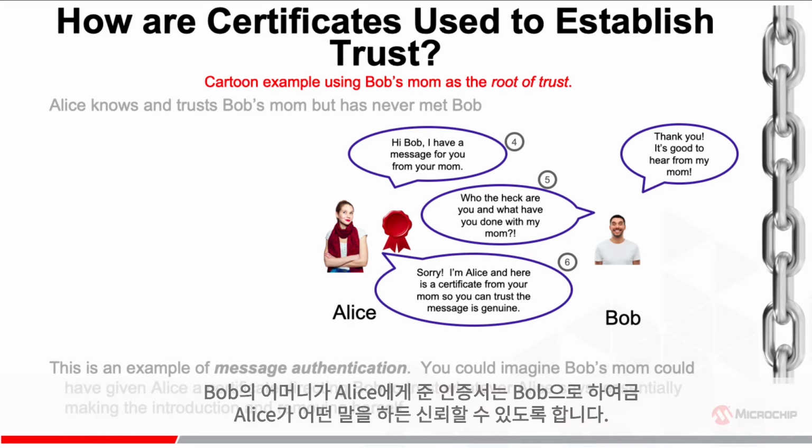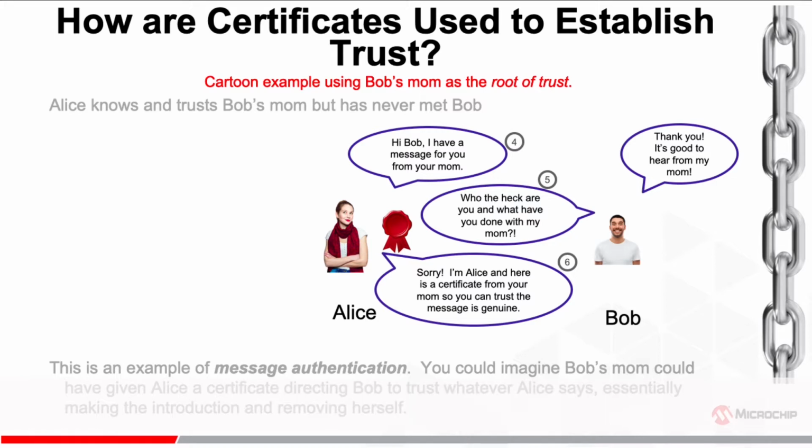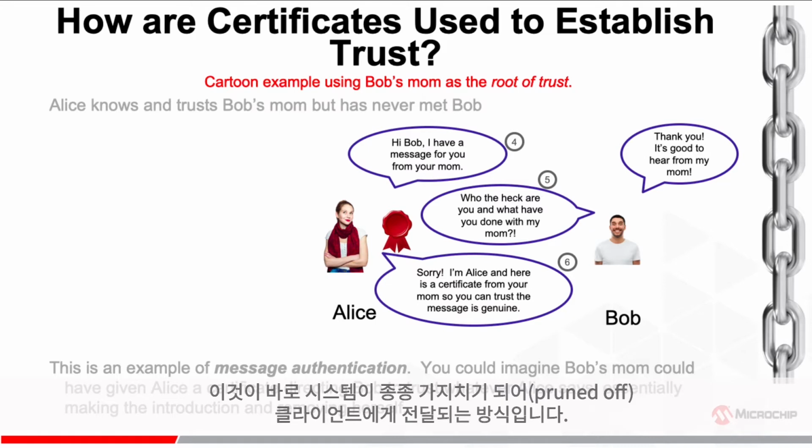You could imagine Bob's mom could have given Alice a certificate directing Bob to trust whatever Alice says from that point on. This is the way systems are sometimes pruned off and given to clients.